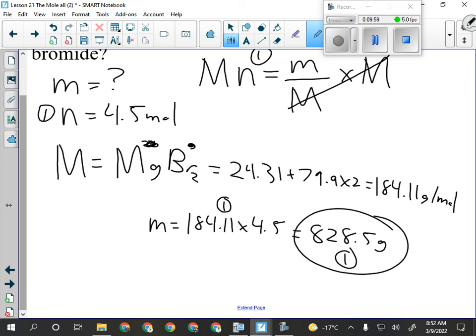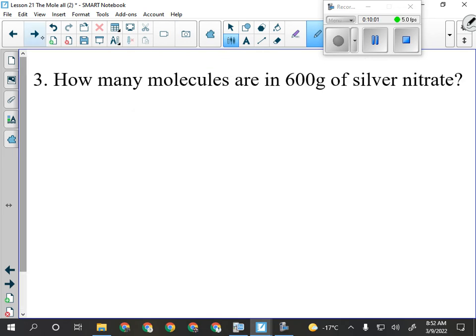All right, so write this one down. This one, we're going to be calculating the number of molecules. Still need to do the same thing. Still need to write down our givens. First thing is, the question's asking me how many molecules. That's the question. I don't know, and it's what I'm being asked to find. Are in 600 grams. What did they just tell me there?